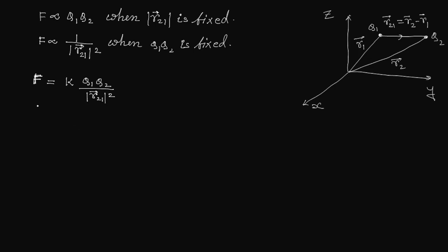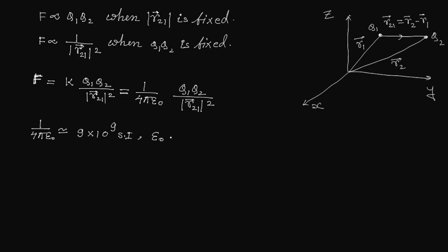And in this Coulomb's law, usually we replace the constant by this: the Coulomb constant is replaced by 1 by 4 pi epsilon naught, q1 q2 divided by r21 square, where the value of this Coulomb constant 1 by 4 pi epsilon naught is almost 9 into 10 to the power 9 SI unit, and this epsilon naught is called permittivity of free space.